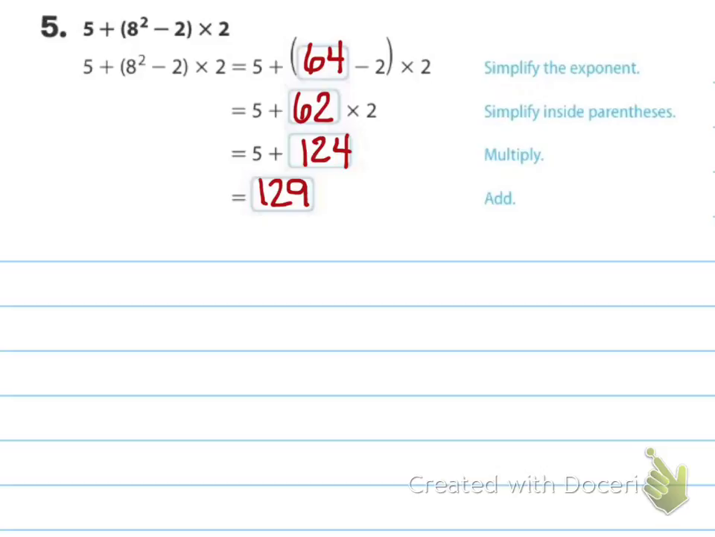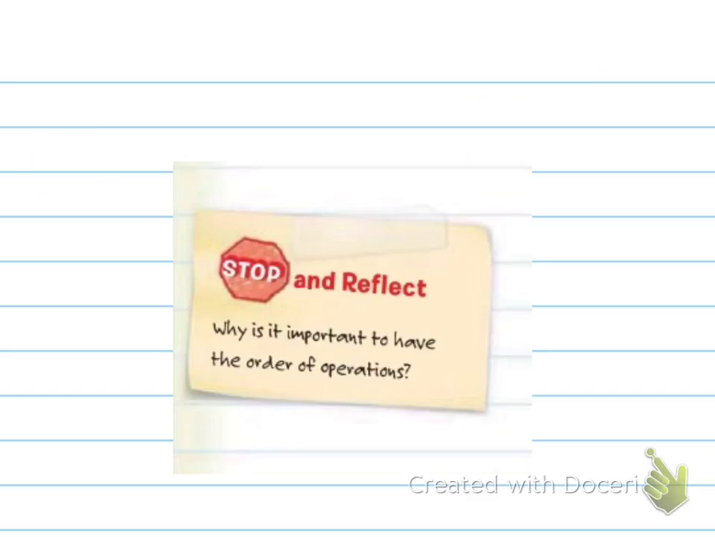So we had to do our 8 squared, which is 8 times 8, which is 64. Then, still inside parentheses, we need to do 64 minus 2, which is 62. Then we need to move on and do our multiplication before our addition. And so that's 124, and then we're going to add 5 to it. So 129. Hopefully you all came up with the same answer.